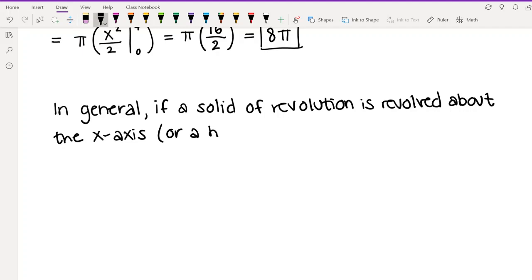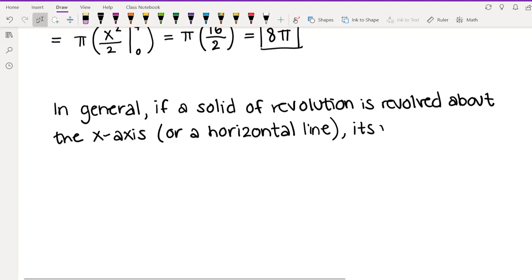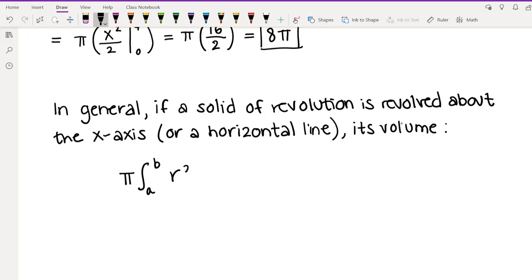or a horizontal line. So we'll see an example at the end of the video of where you revolve something around a line that is not the x-axis or y-axis. Then its volume, and we'll also see that there's a different equation for around the y-axis, we'll get there in a little bit. So the volume is going to be pi times the integral from a to b of r squared dx.